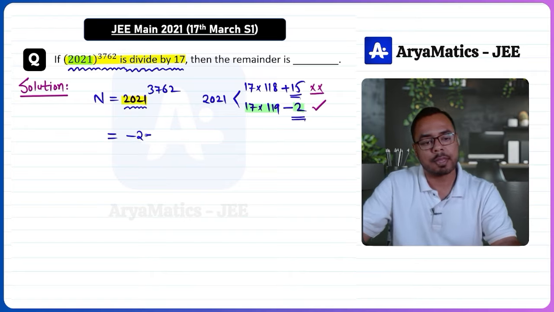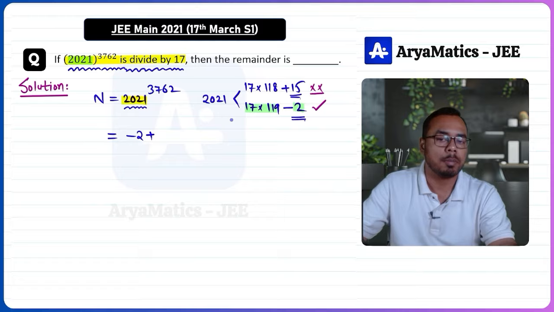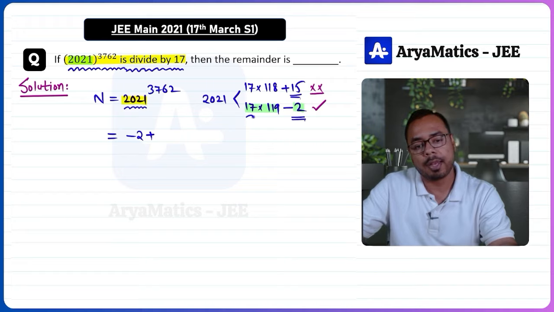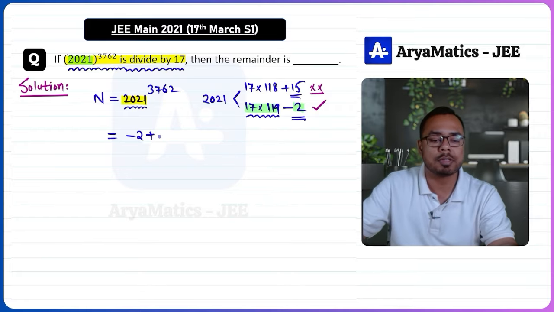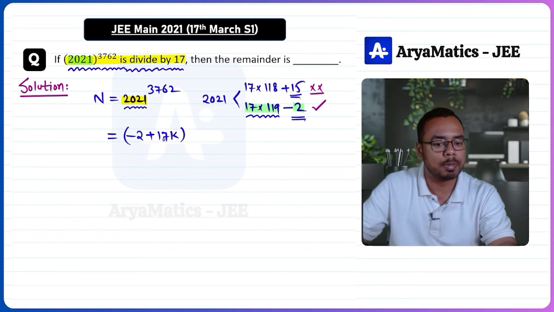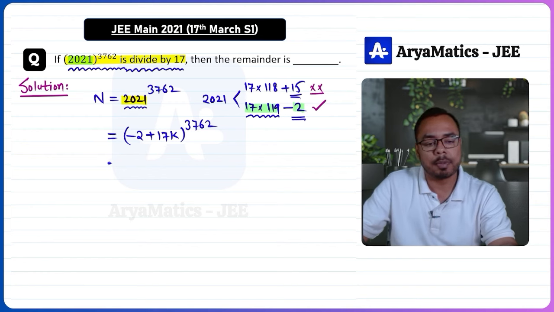We'll write in terms of increasing power of multiples of 17. So we'll write this as minus 2 plus 17 into some integer, 17k. So (minus 2 plus 17k) raised to 3762. Now when I expand this number using binomial theorem, the very first term will be minus 2 raised to this number, and because this is even, we'll get a plus sign. So 2 raised to 3762.